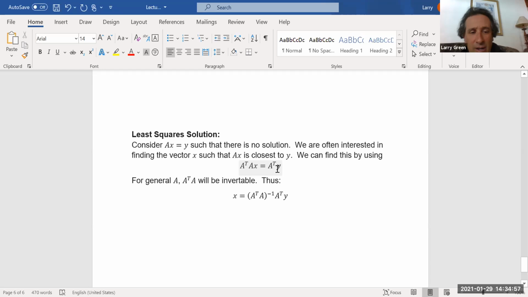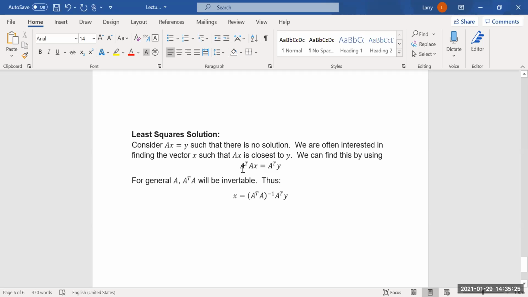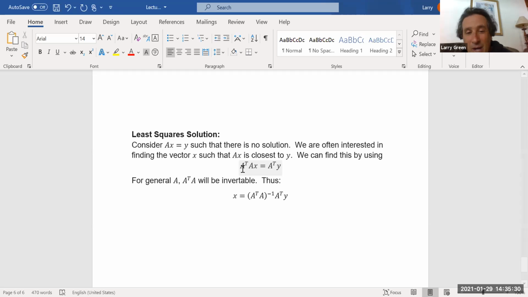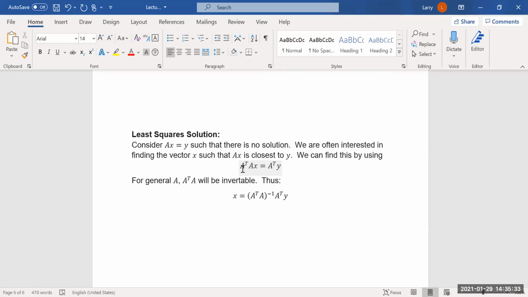Now it turns out that if A is general, so if you randomly select, statistically randomly select, numbers and put them in a square matrix, what do you think the probability of it being invertible is? No idea. Okay, this is going to be a surprise. 100%. 1.